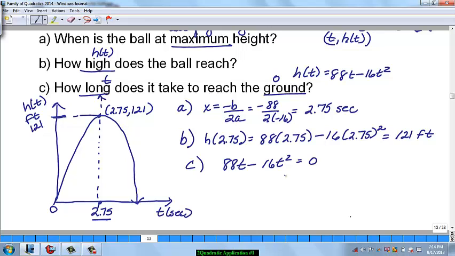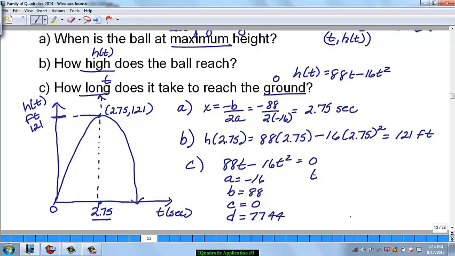So there's a couple ways we can solve this. We can either do the quadratic formula or you can factor. Let's set it up for the quadratic formula. But you can do either way. And c is 0 in this case. D is going to be b squared minus 4ac, which comes out to be 7744.